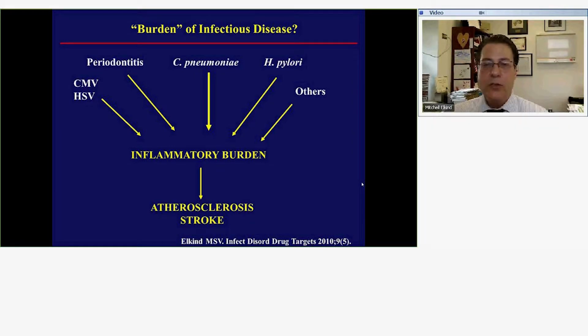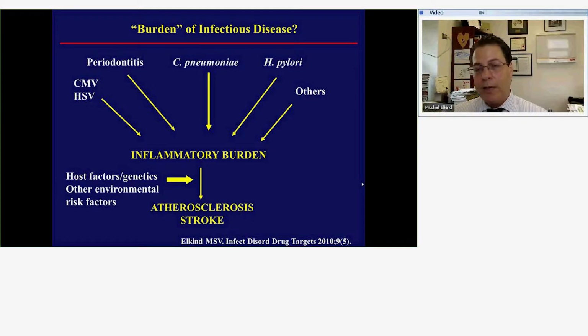In other words, just additional contributors to the inflammation that is also produced by cholesterol and homocysteine perhaps, and shear stress from hypertension and so forth. And likely host factors to the infectious agent, perhaps genetic factors or other environmental risk factors like smoking and so forth, may contribute together to this risk of atherosclerosis and stroke.